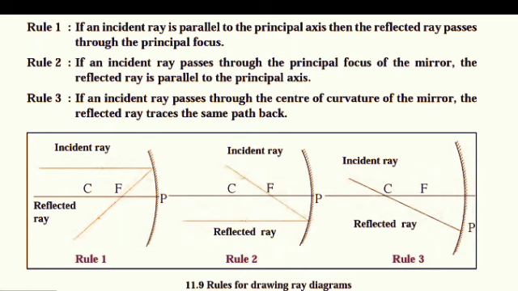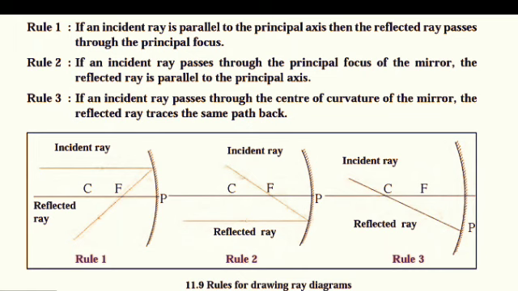First rule is that if an incident ray is parallel to the principal axis, then the reflected ray passes through the principal focus. This is the first rule, which is given in the diagram.